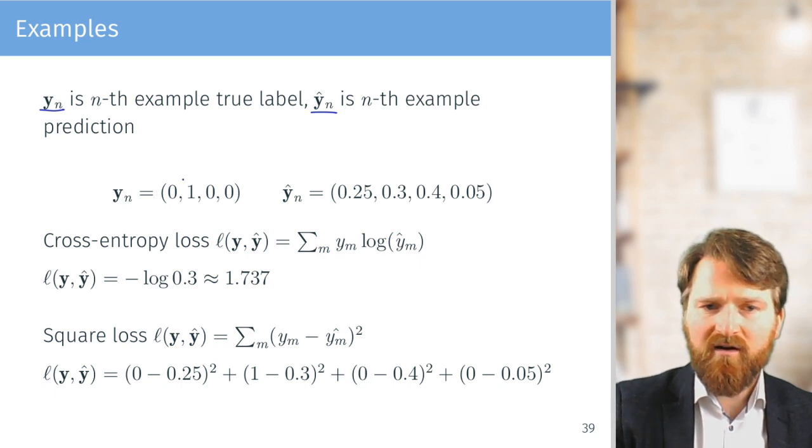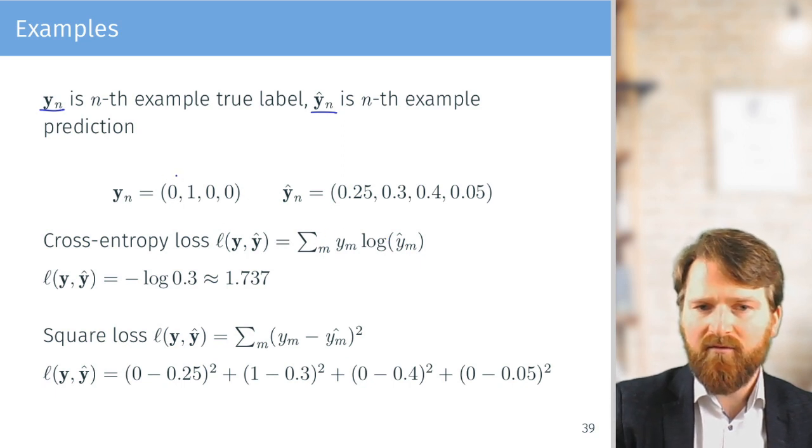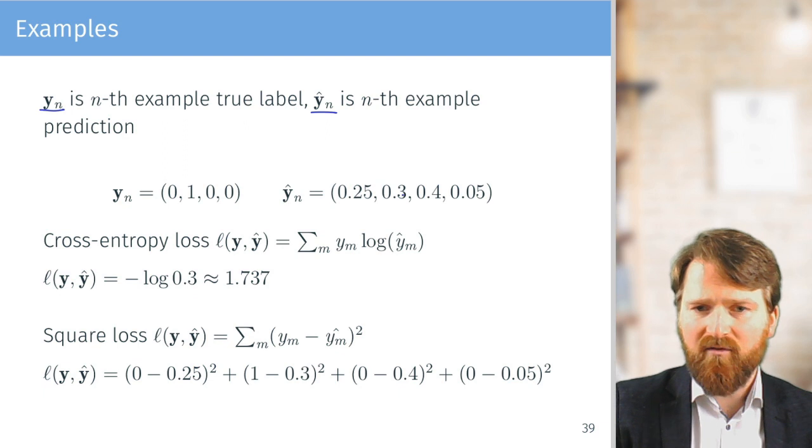So for example, here I'll go through both vectors. 0 times anything is 0, 1 times 0.3 is 0.3, and then 2 zeros. So I'll end up with a logarithm of 0.3 and a minus, and this is this number.